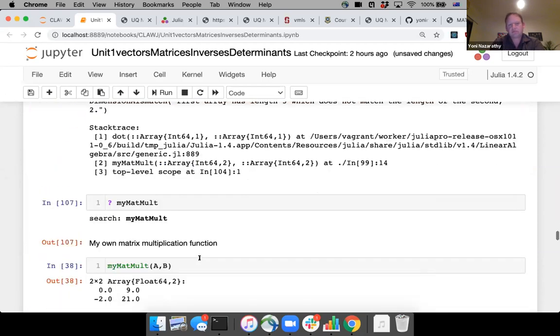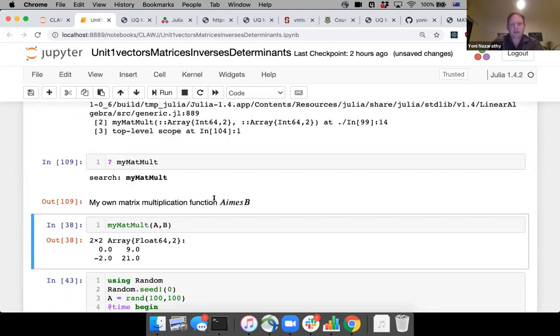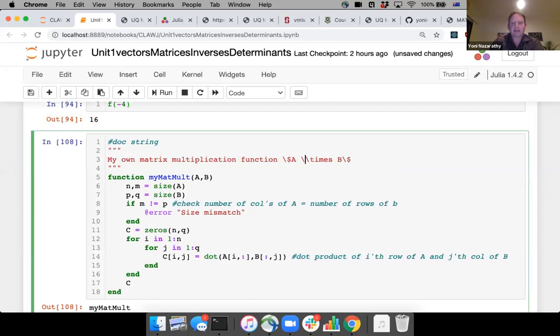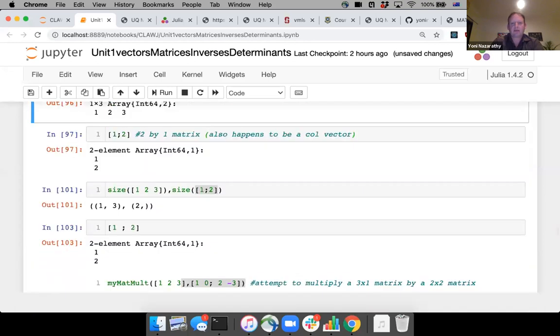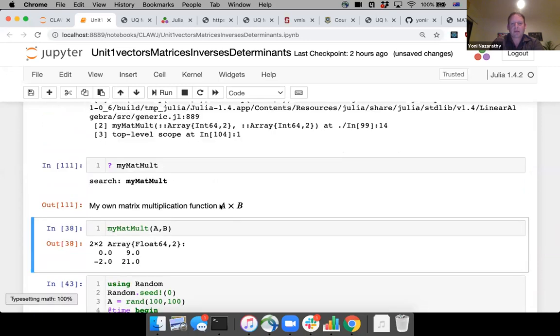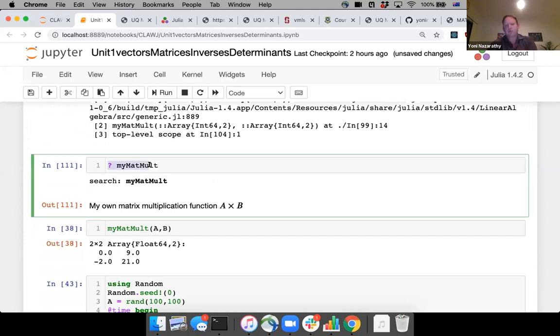Just for string processing reasons. This is not critical. Okay, now we get this A times B, even though it didn't work, you need another backslash, backslash, it's enough. Okay, and now it will work. So I just want to get LaTeX for me. This A times B was LaTeX in the help of my matrix. Maybe you'll do this in your project.